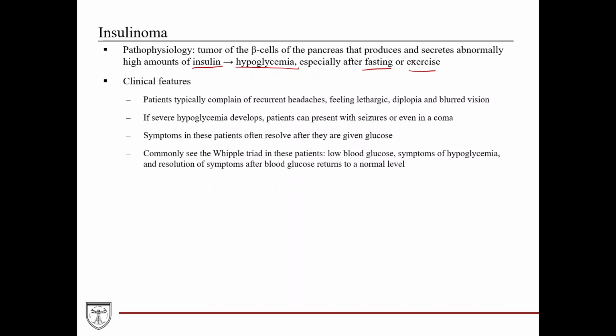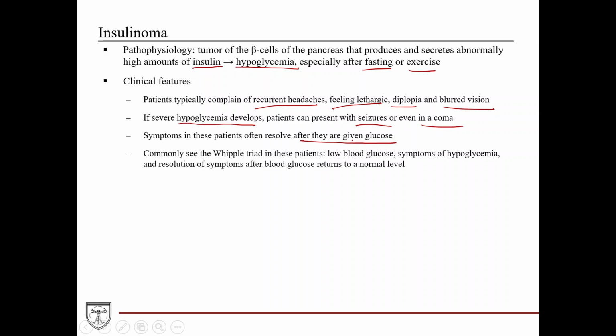And oftentimes these can trigger patient's symptoms. So they're typically going to complain of recurrent headaches, the symptoms of hypoglycemia that we went over. You can see why we went over that. Feeling lethargic, diplopia, blurred vision. Again, these all stem back to the nervous system, especially the brain, primarily relying on glucose. If severe hypoglycemia develops, it's just like any other patient that develops severe hypoglycemia. They can present with seizures or even in a coma. These symptoms often resolve after they're given glucose.